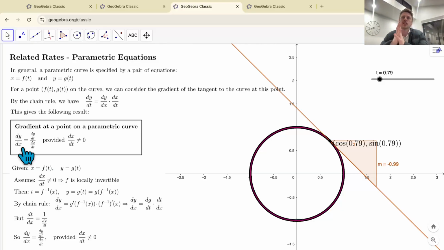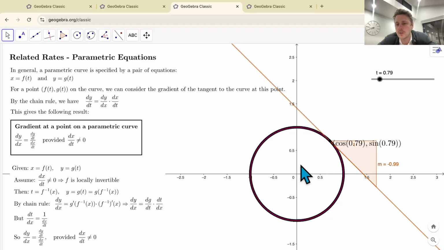The vertical position of that point is changing with respect to time by some amount, and then you divide that by the horizontal change with respect to time. Even though it depends on another parameter, that's fine. You're still able to find dy/dx by taking dy/dt over dx/dt.